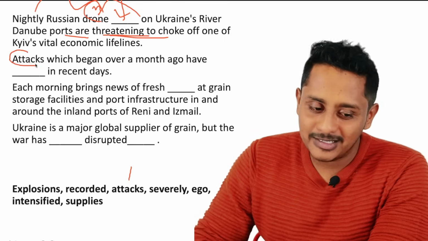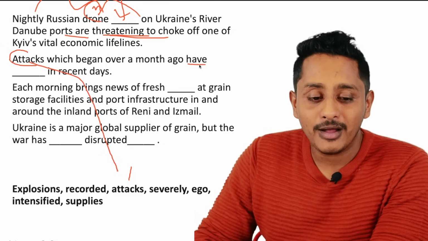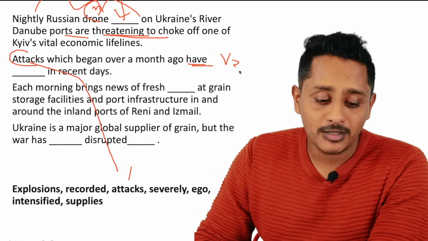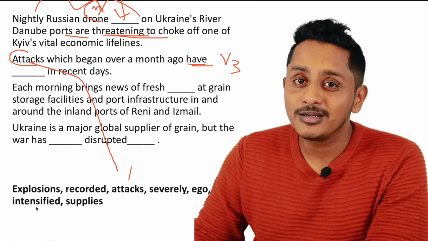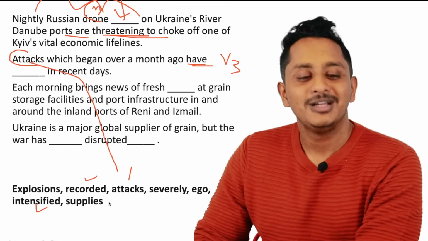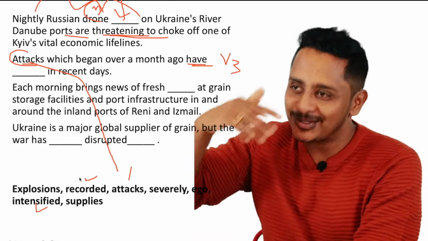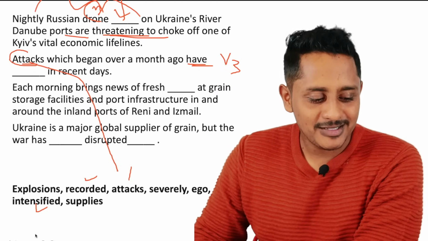Attacks, that's the clue. "First is an attack, which began over a month ago, have dash." After have, verb 3. Intensified is a verb 3, recorded is a verb 3, only two will fit in. But here, "attacks have recorded in recent days" does not fit; "have intensified," has gone up. Correct? So this is going to be two.